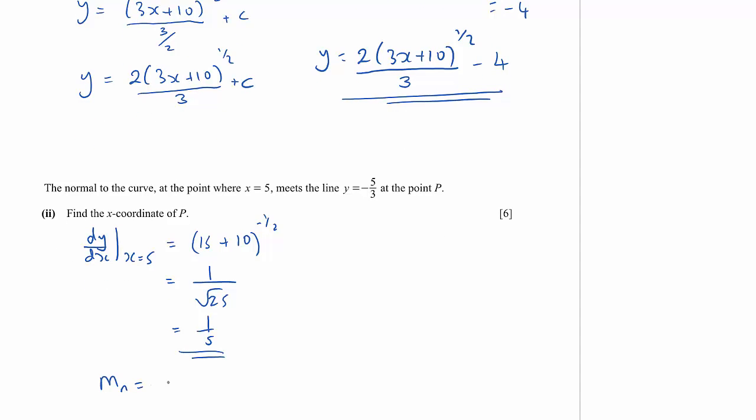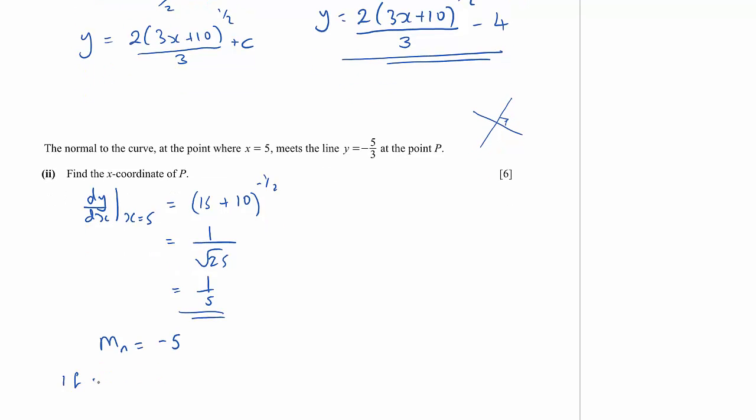Now that's the gradient of the tangent. So the gradient of the normal is going to be -5, because remember, when two lines are perpendicular, the product of their gradients is -1. So if this one is a fifth, this one's got to be -5.